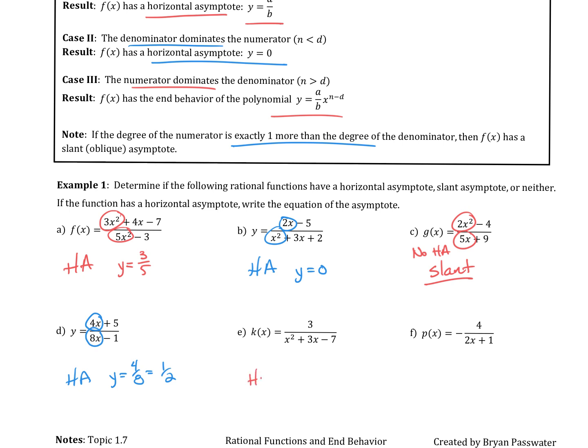Yes. What do we got? Y equals 0. Y equals 0. All right, because we got 3 over x squared, so that bottom wins. Pick somebody.